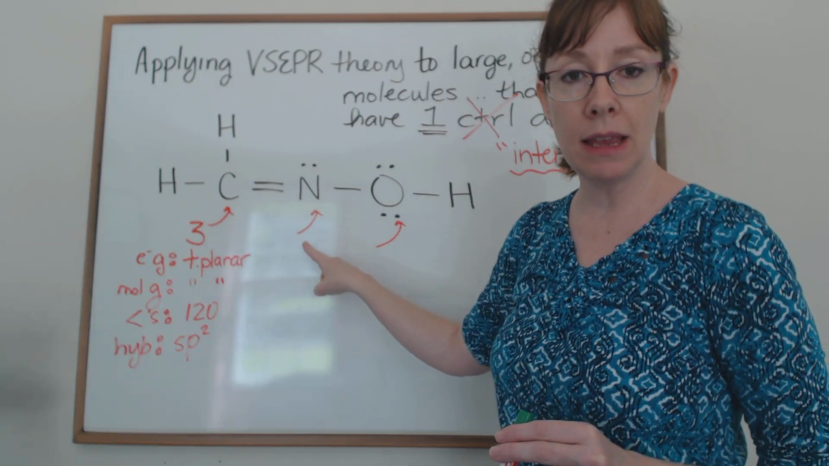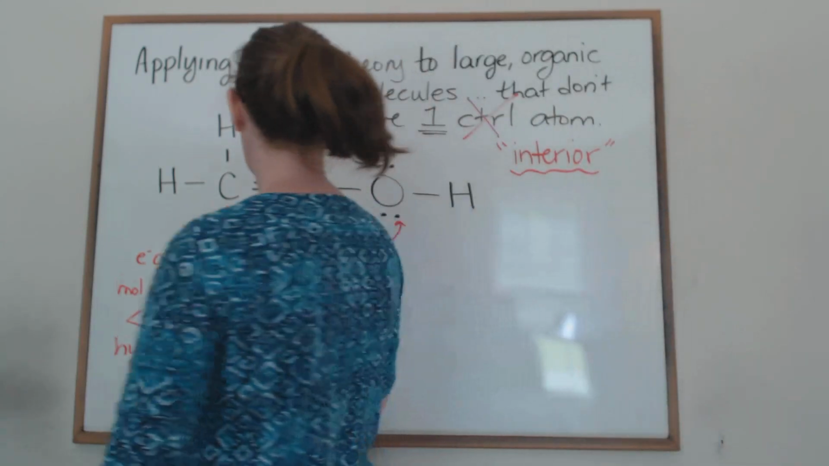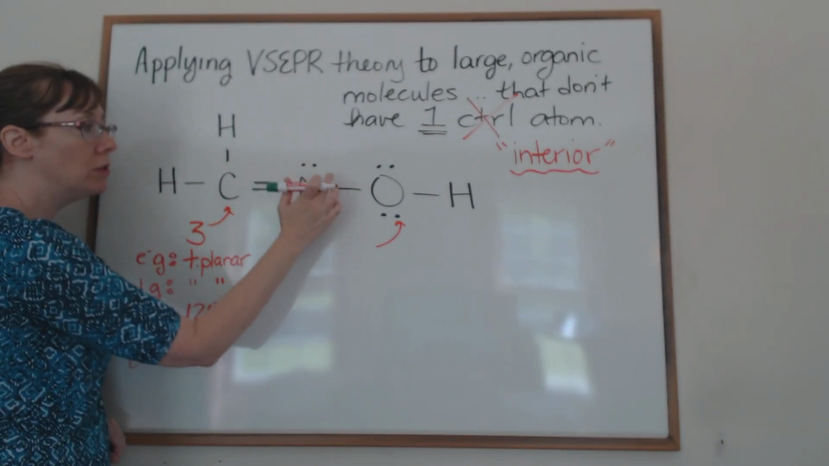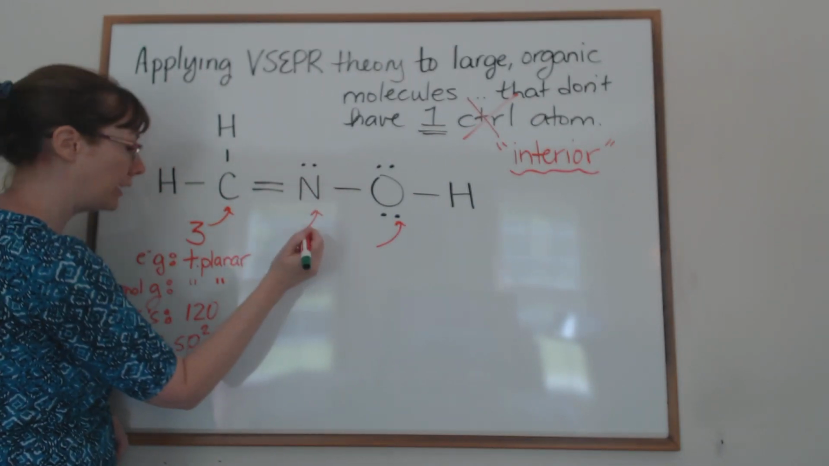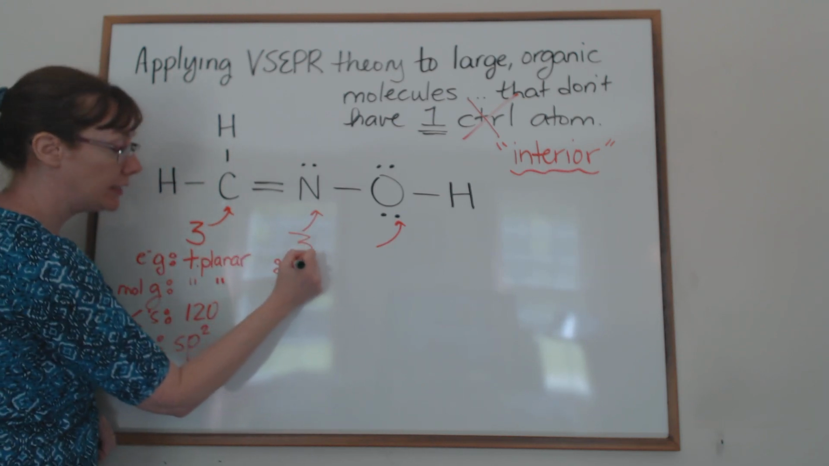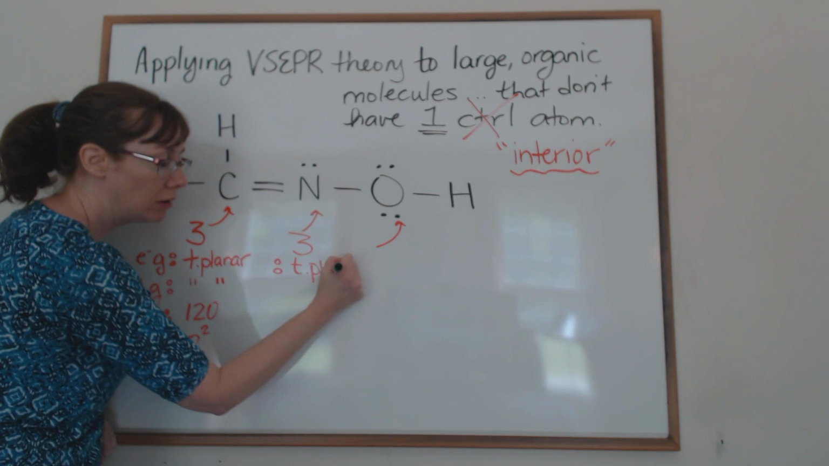Now let's ask the same question over here to the nitrogen. The nitrogen has how many pairs? 1, 2, 3, sorry, not pairs, but electron groups. 3 electron groups. So its electron geometry, once again, is also trigonal planar.